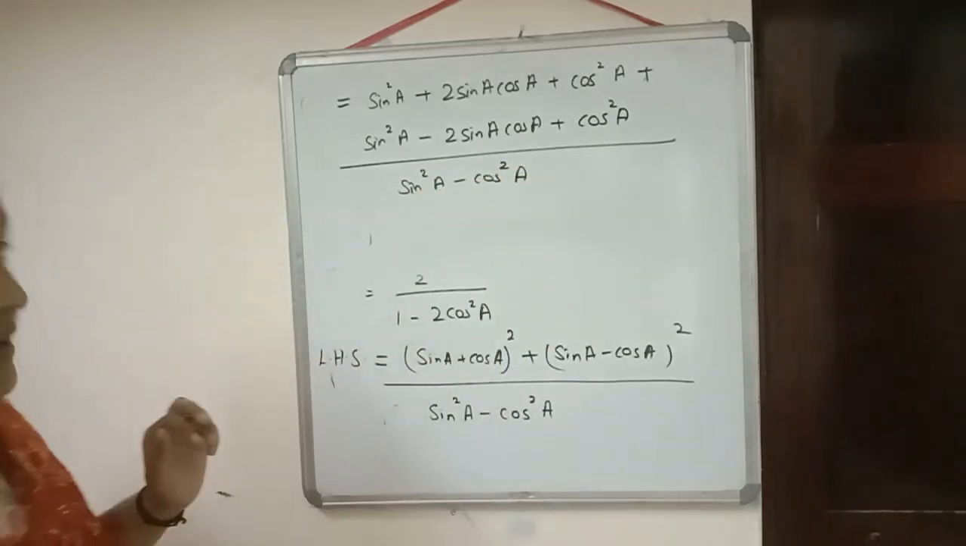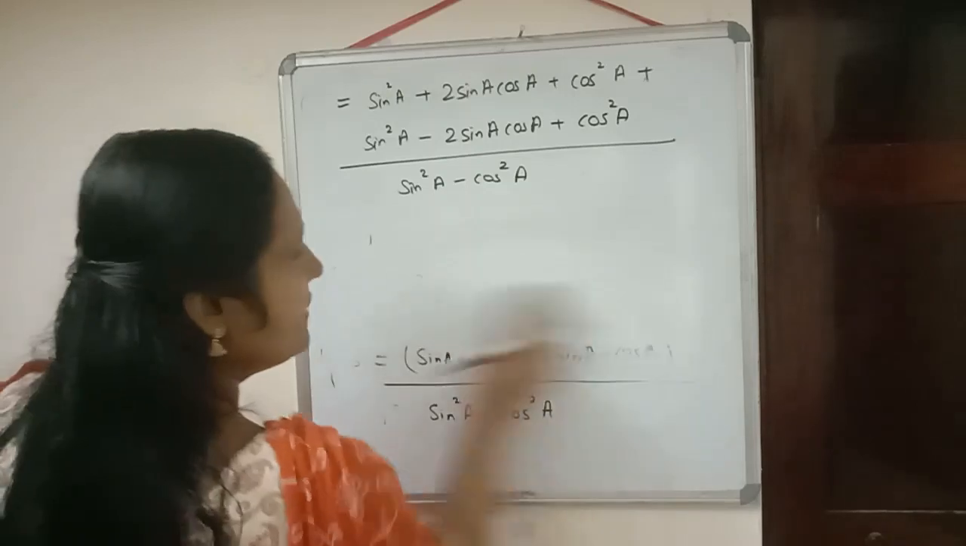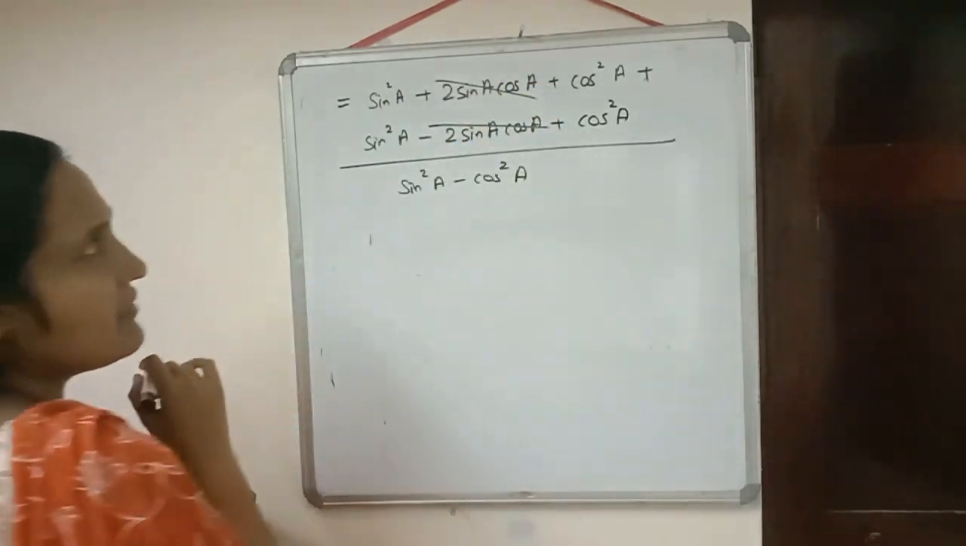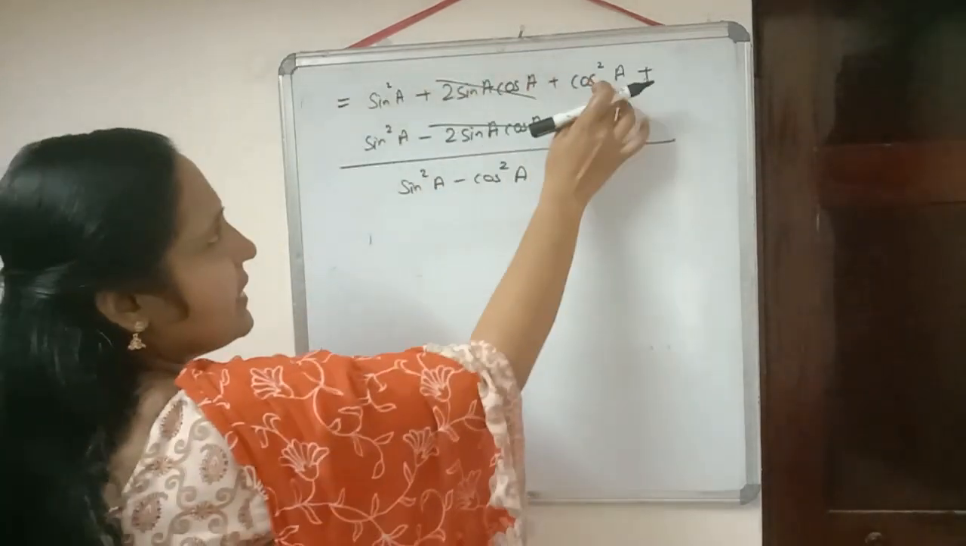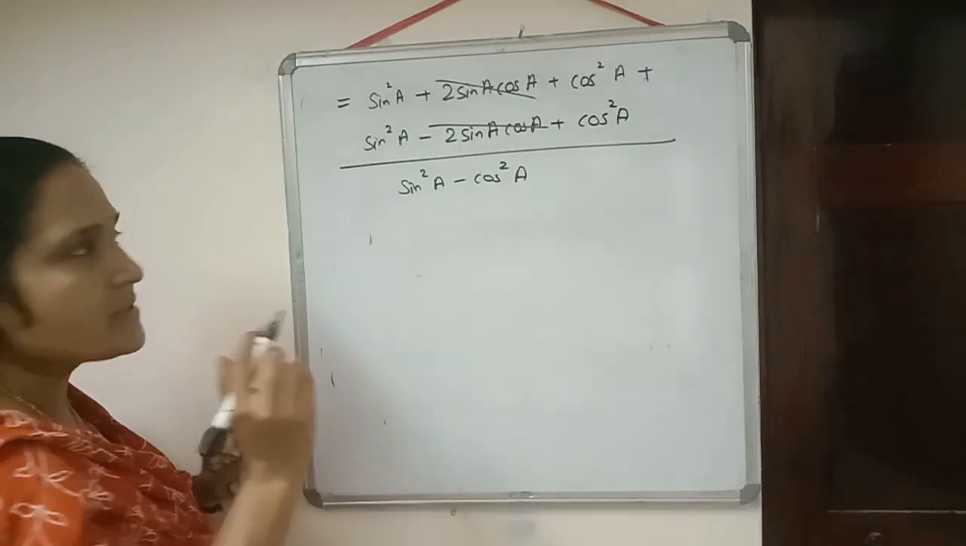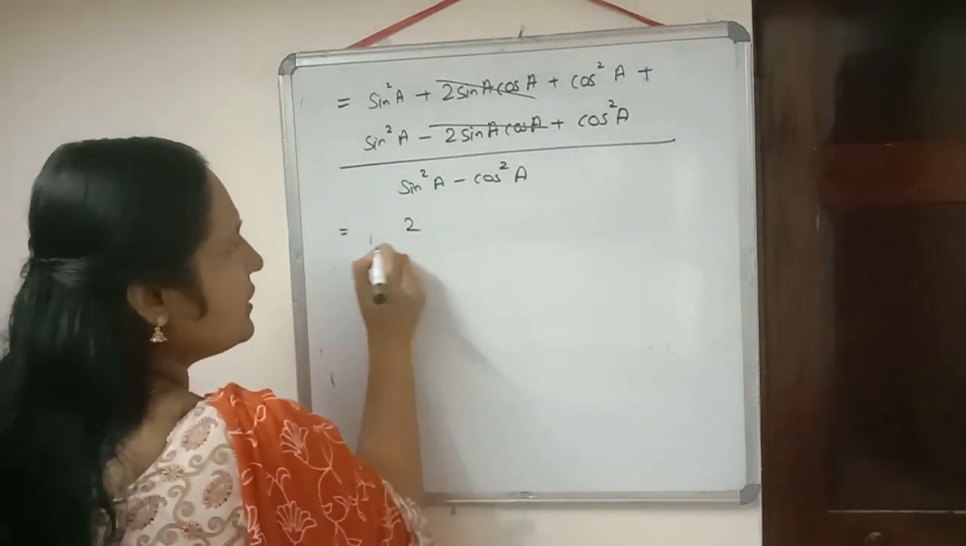So you can check now here, anything will get cancelled. Yes, minus 2 sin A cos A plus 2 sin A cos A will get cancelled. Sin square A plus cos square A is 1. Sin square A plus cos square A is 1. So 1 plus 1 will be equal to 2.